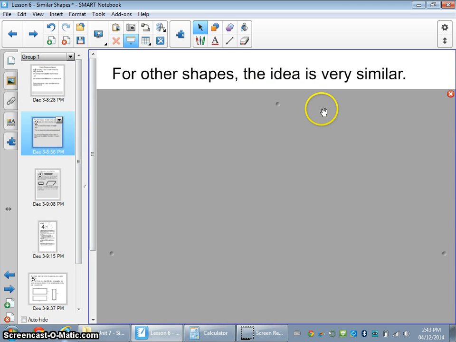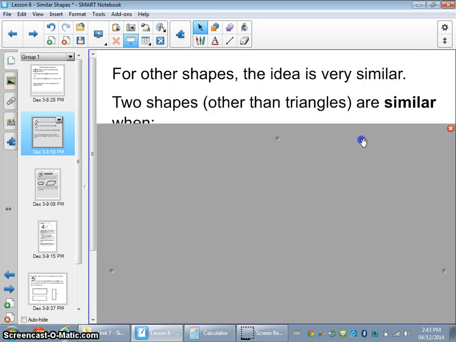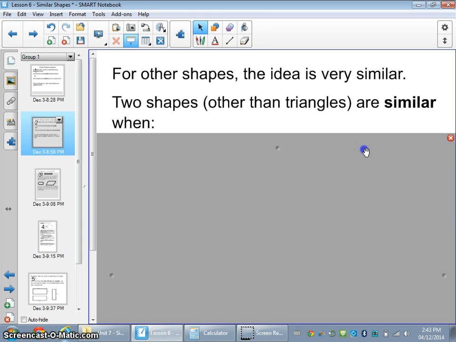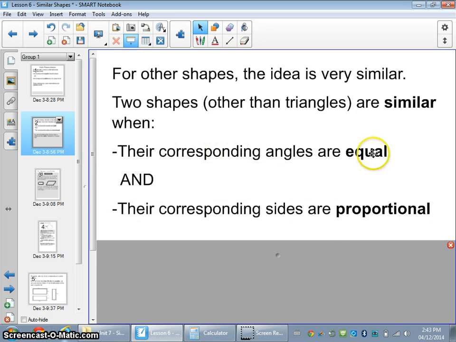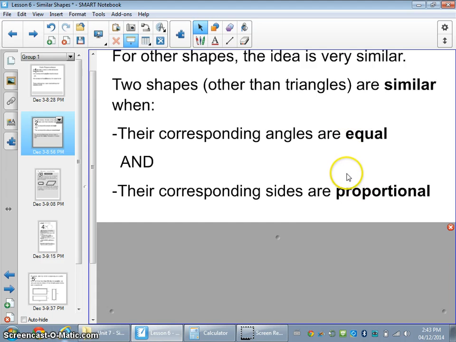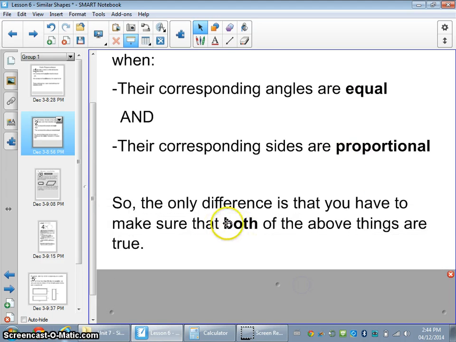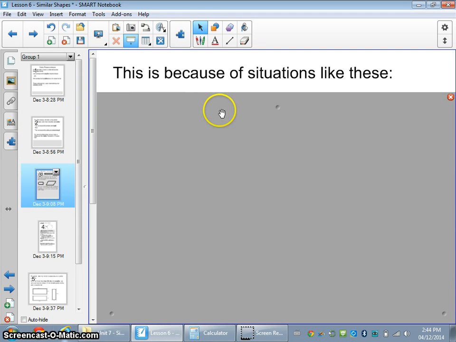So for other shapes, the idea is quite similar to triangles. Notice I'm using this word here again. Two shapes other than triangles are similar when their corresponding angles are equal and their corresponding sides are proportional. So with triangles, you could check one or the other. For other shapes, you have to check both. All right, so make sure that both of those things are true. That's because of situations like these.